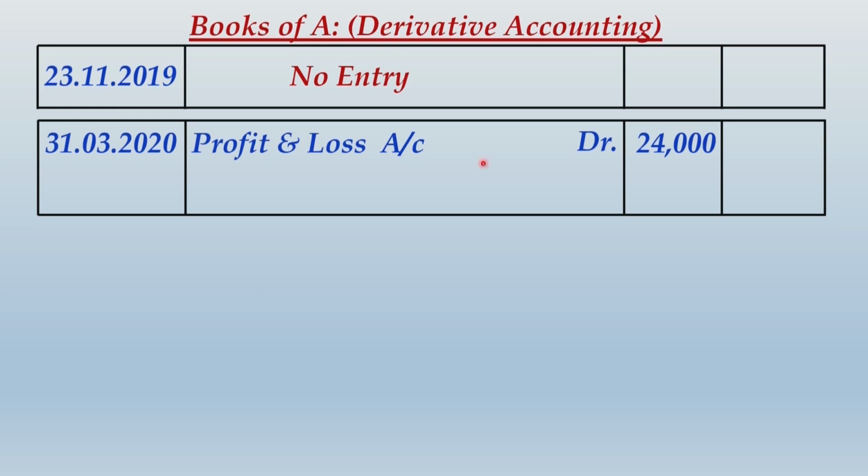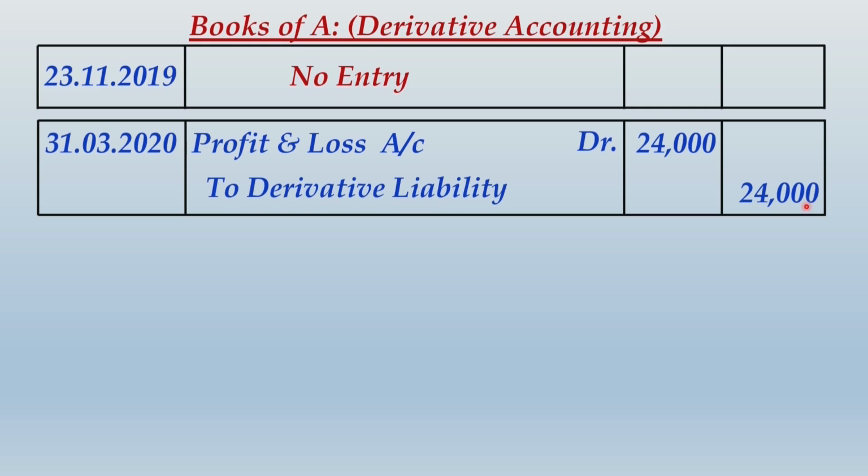So the entry passed will be profit and loss account debit 24,000 to derivative liability. Now why a derivative liability? I have explained this. Basically, one of the components of the financial liability definition is that a financial liability is a contractual obligation to exchange financial assets with another entity under conditions that are potentially unfavorable to the entity. So because of those unfavorable conditions, 24,000 has arisen as a liability for A and an asset for B. So when we go to the books of B, we are going to recognize a derivative asset against a gain of the same amount, that is rupees 24,000.